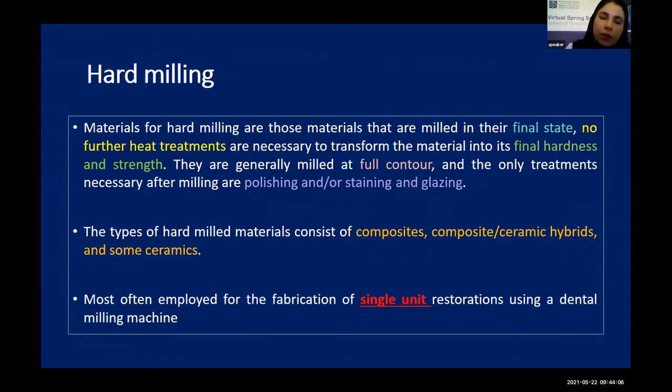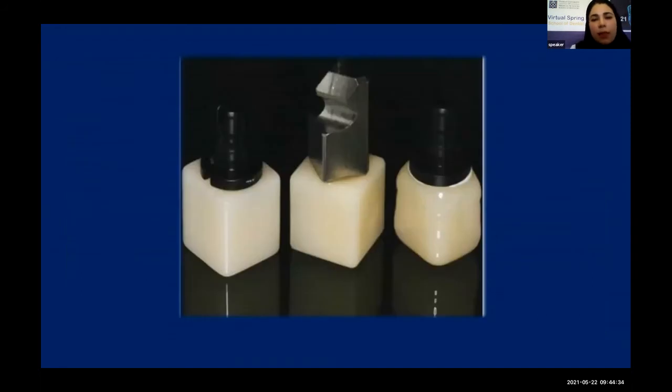Subtractive manufacturing technology may be done in two ways: hard milling and soft milling. Hard milling is used for materials that actually can be milled in their final state. Examples of these materials: composite ceramics, or some ceramics. This is the picture of a hard milling material.